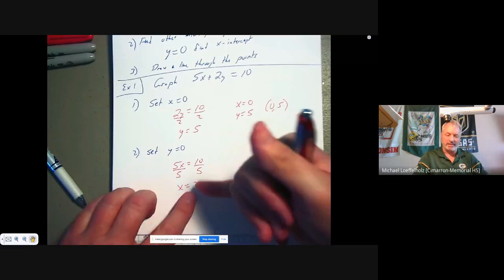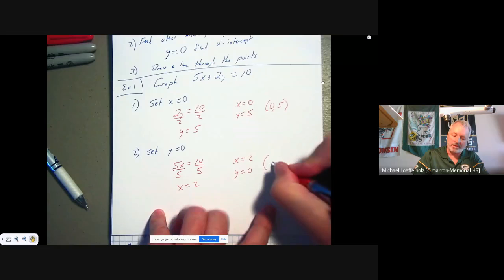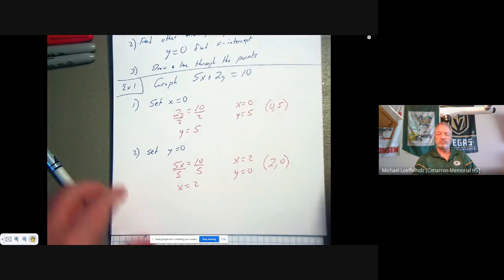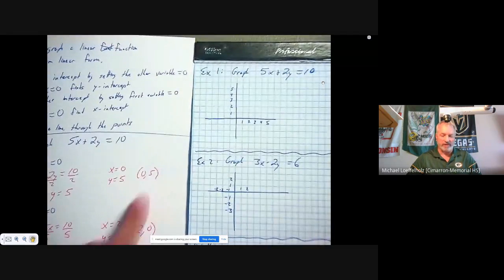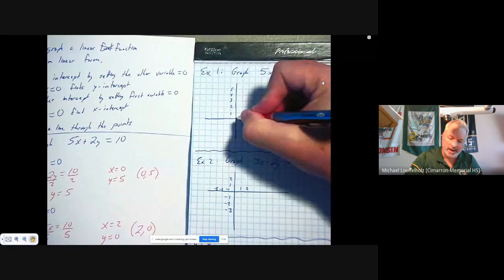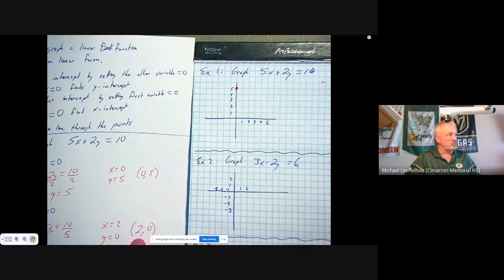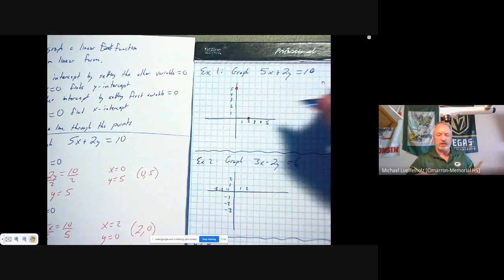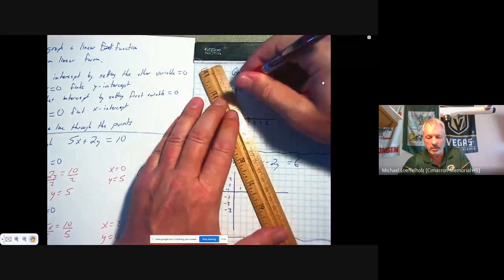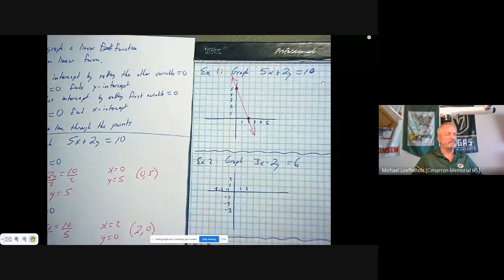Okay, so now my point is x equals 2, y equals 0. That means the point on the graph is (2, 0). Now all I got to do is go to my graph paper and graph those 2 points. So we have (0, 5). 0 is my x, and 5 up, like so. And then (2, 0) is 2 over and 0 up, right there. Then all I got to do is take my ruler and connect the dots. And that's my line.